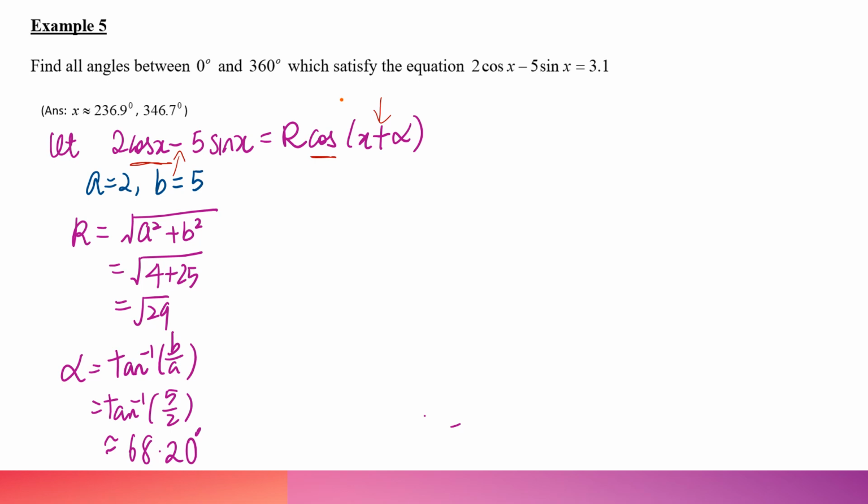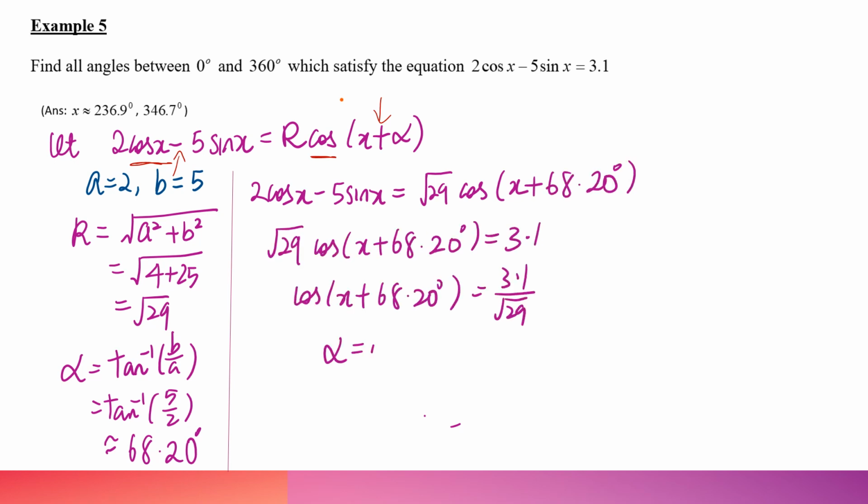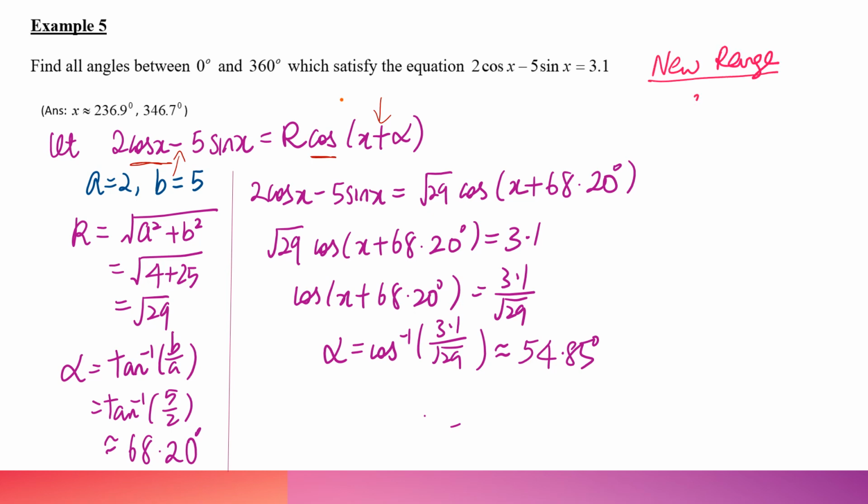All right, so we have done the first part. The second part will be to solve the equation, let it equal to 3.1. And as usual, we just go on to make cosine the subject, right? And then find alpha, which is very important, our dear alpha, which is an acute angle. Then go on to sort out the quadrants where your angle x is hiding. Oh yes, you have to find your new range. Yes, in this case, because you're solving for x plus 68.20, the new range will be between 68.20 and 428.20.